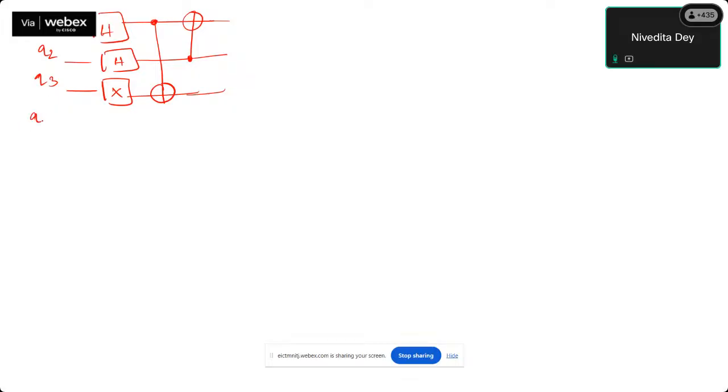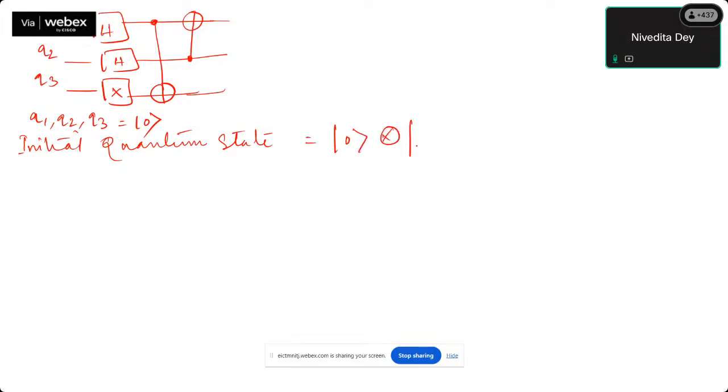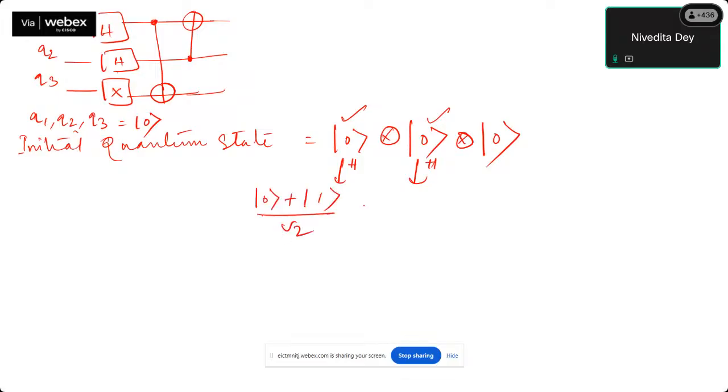So initially Q1, Q2, Q3 all were 0. So that means initially we have started with, say, the initial quantum state. That will be ket 0 tensor product ket 0 tensor product ket 0. I'm not explaining what it is. I hope you already know that one. Now what you have done is you have applied Hadamard on the first qubit as well as the second qubit. This is the first qubit, this is the second qubit. Let me apply Hadamard on this one and on this one. So this will make it ket0 plus ket1 by root 2. This will be ket0 plus ket1 by root 2.